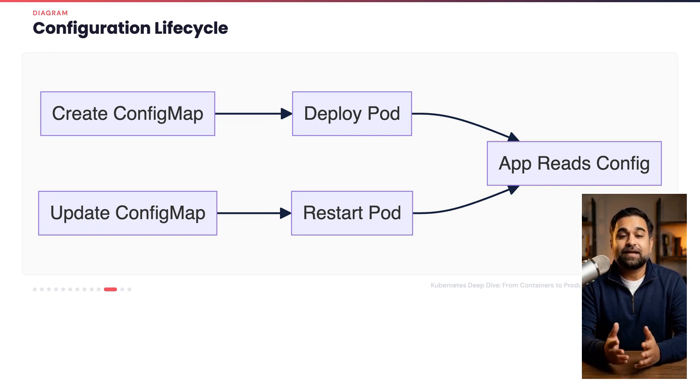What's coming next? In Chapter 7, we're going to tackle something you've probably been wondering about: networking and services. How do pods talk to each other? How does external traffic reach your applications? We'll demystify cluster IP, node port, and load balancer services, and you'll finally understand how Kubernetes networking actually works.